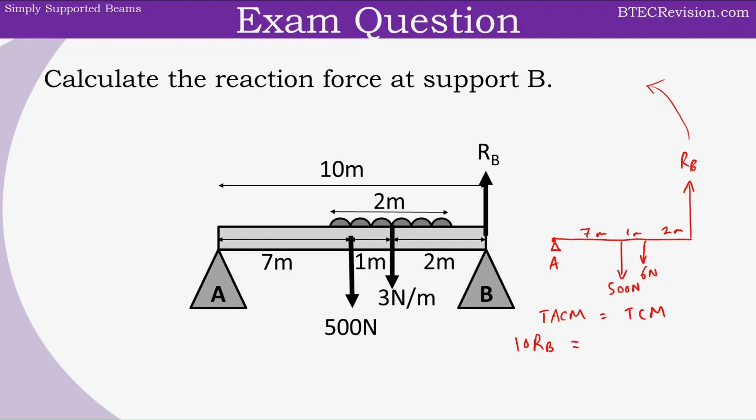And there's going to be 2. So we have 500 going down, multiplied by the perpendicular distance of 7 meters. So that's 500 times 7. And we also have another plus 6 times a distance from the pivot, that's 7 plus 1, and that's 8. Calculating these values, we would get 3,548. Therefore, dividing both sides by 10, RB is equal to 354.8 newtons.